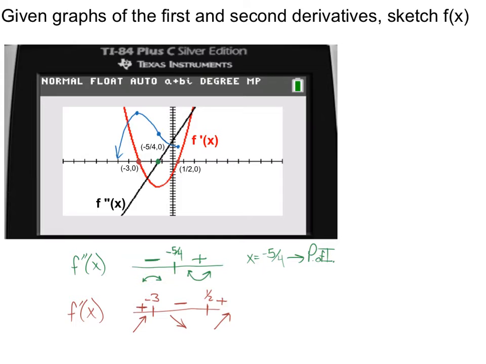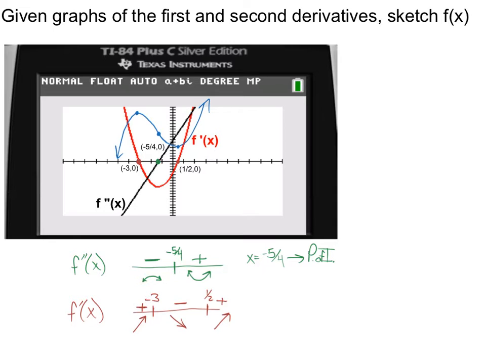Then when I hit here, concave up. I start to increase, and it's continuing to be concave up. All right, so there we have it. So what were the derivatives of a function like sine or cosine? What did the first and second derivatives look like?